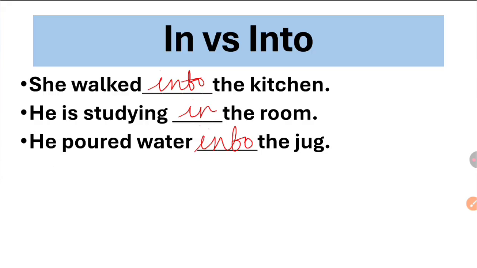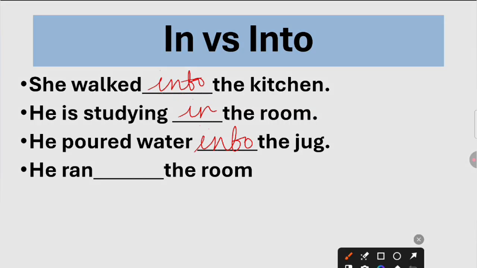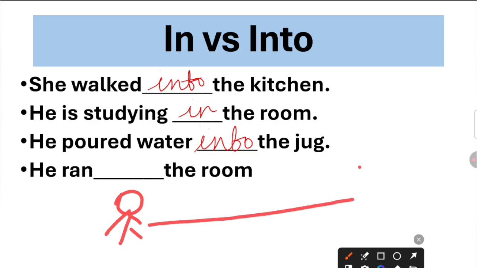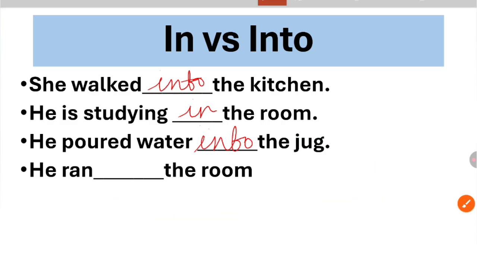Now let's take another example. He ran blank the room. I hope you have got your answer. So, he ran into the room or he ran in the room? What will be the correct answer? Again you have to check, is there any movement or not? So you see, he ran, so he's running, from one place to another place, definitely there is a movement. So that's why we'll use into, not in. He ran into the room.